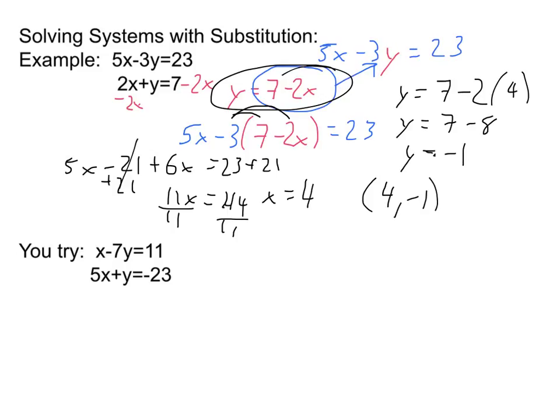Now one of the best parts about solving systems is you can check your answer so easily. We just want to take this top equation now and plug back into it the 4 and the negative 1. So is 5 times 4 minus 3 times negative 1 equal to 23? Well, 5 times 4 is 20. Negative 3 times negative 1 is a plus 3. That is equal to 23. So check, we're good to go.